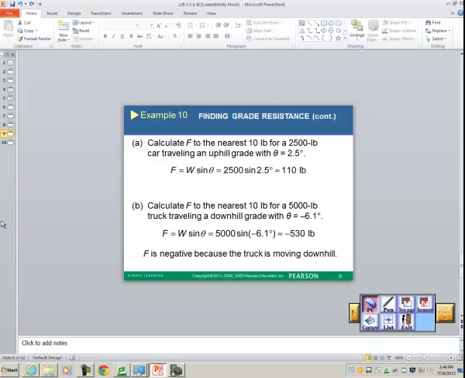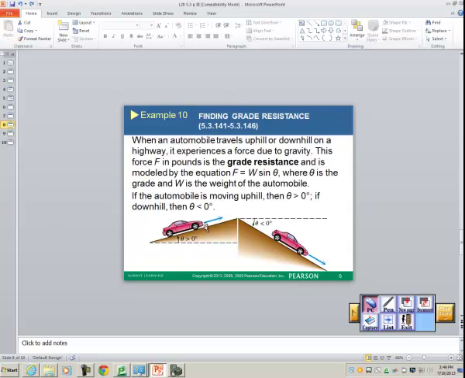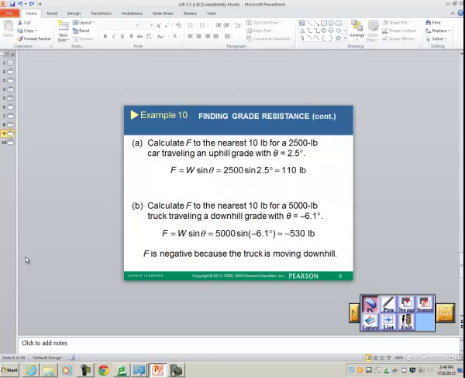Okay? So they don't give you any parameters. They just give you a picture to start with here. So we have to get what we need from here. Calculate the force to the nearest 10 pounds for a 2,500 pound car traveling an uphill grade of 2.5. So this would be W sine theta is equal to 2,500 sine 2.5. Since it's uphill, it's going to be positive. So let's look at that on the calculator.